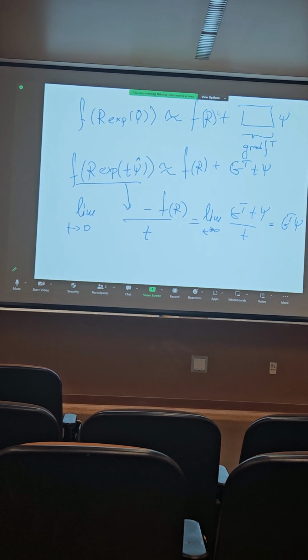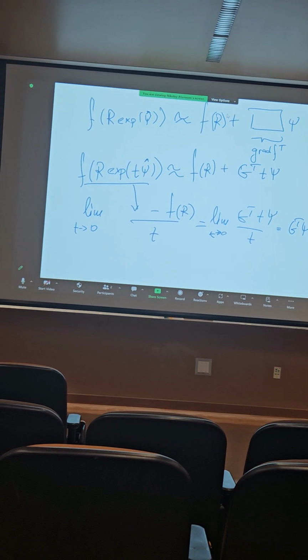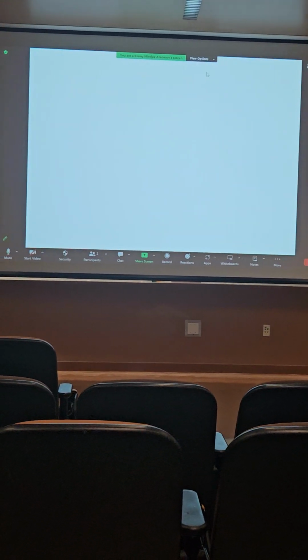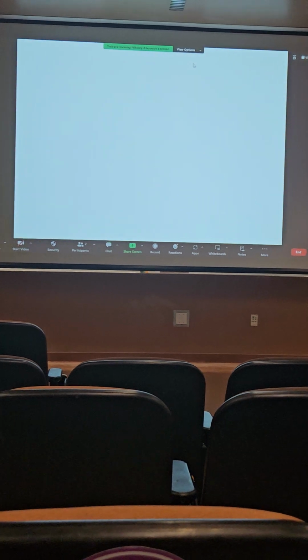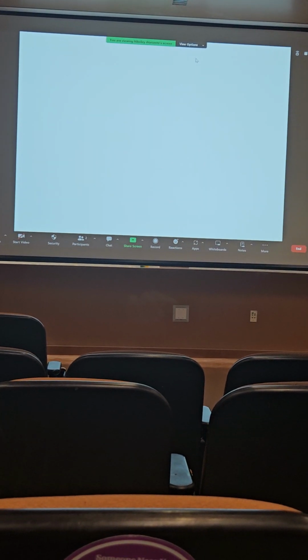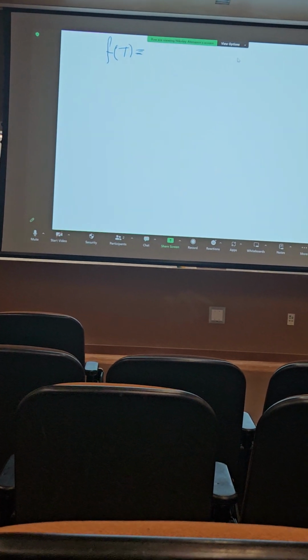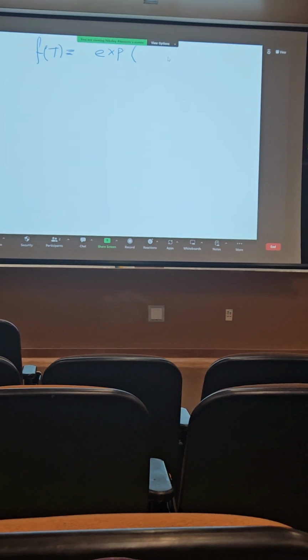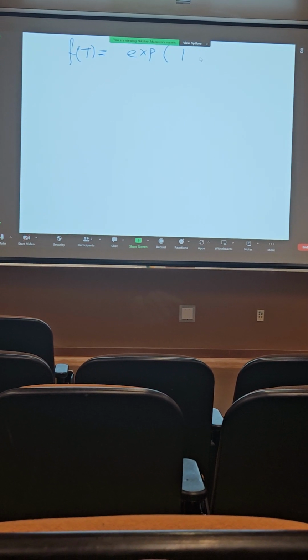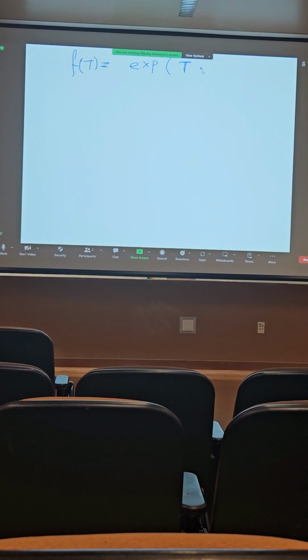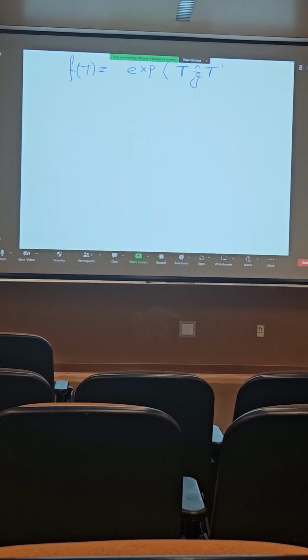Okay. Yeah, let's do one more. Let me think of something. That would be easy, but yeah, I don't know. Now I'm making up a problem, so this could be hard. We can try exp of t zeta hat t inverse.